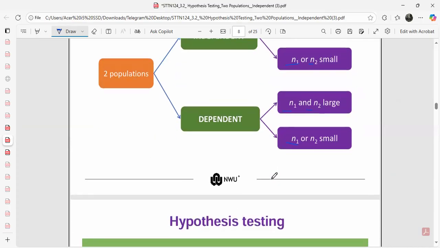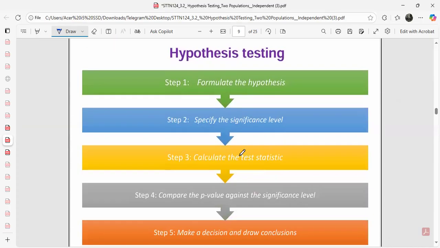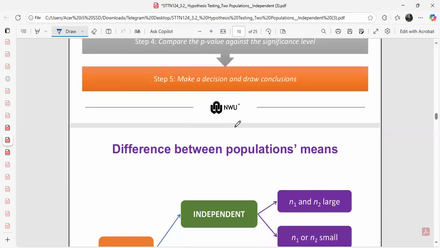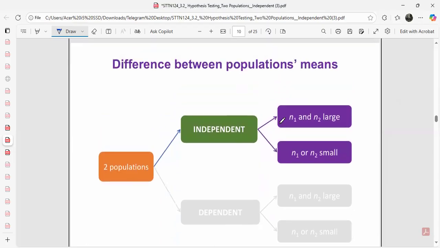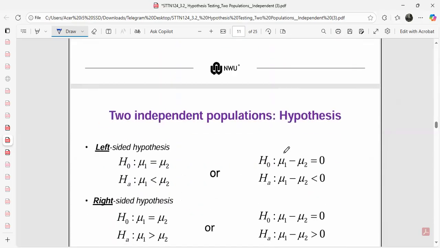Let's go. The steps are still the same thing. No need for me to explain the steps again. You saw them: step 1, step 2, step 3, step 4, step 5. We start with the one for the independent. When N1 and N2 are large, versus when N1 or N2 are small, the formulas are not the same. Let's see, under the independent.